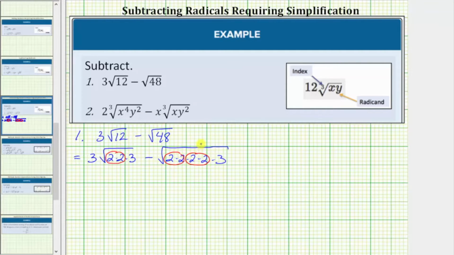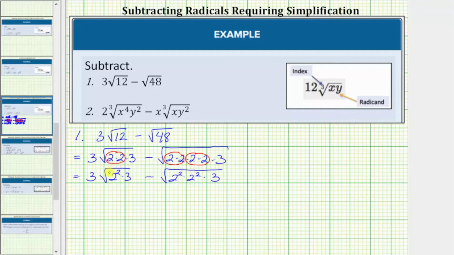as here. Now if we did recognize that 48 is equal to 16 times 3, we could also write 48 as 4 times 4 times 3, which shows 4 squared is a perfect square factor of 48. Before we simplify, let's rewrite both of these using exponents. This is equal to 3 times the square root of 2 squared times 3, and then we have minus the square root of 2 squared times 2 squared times 3.